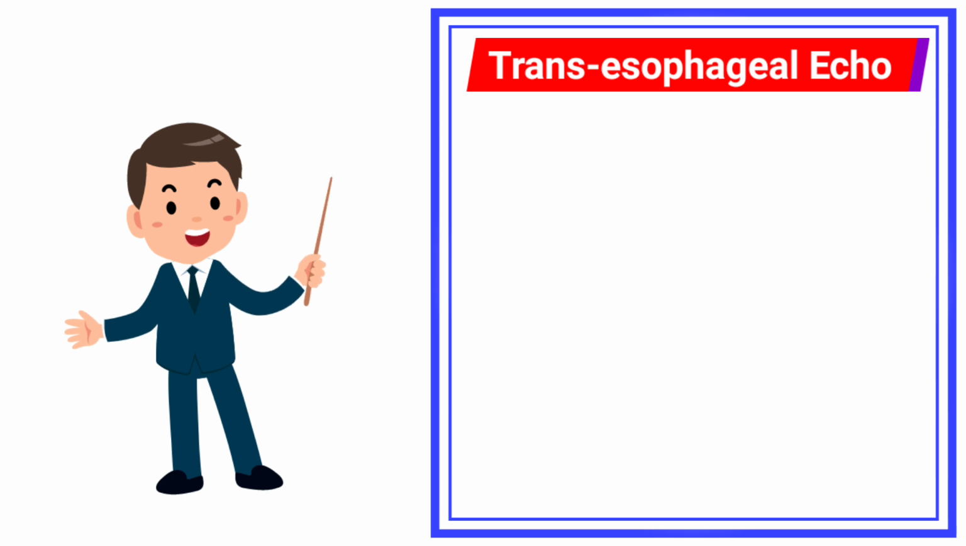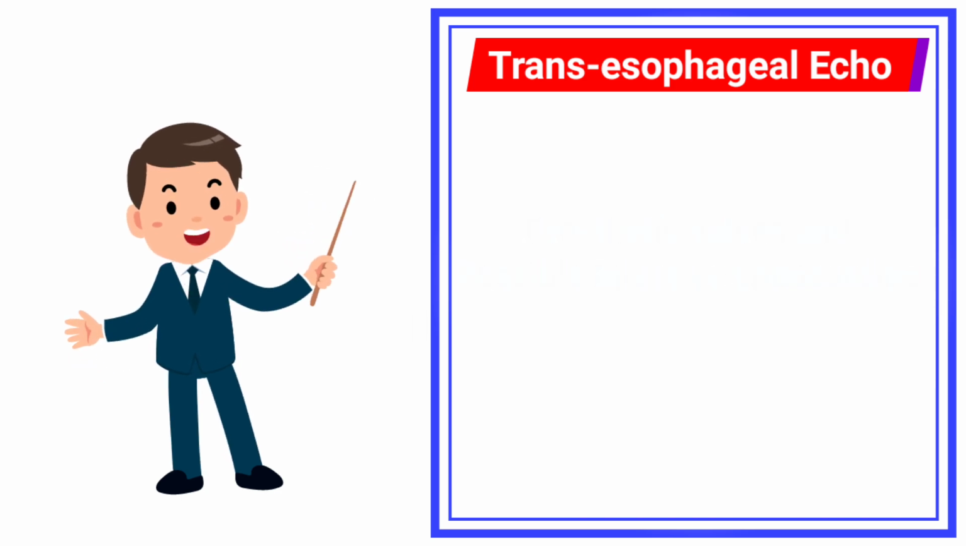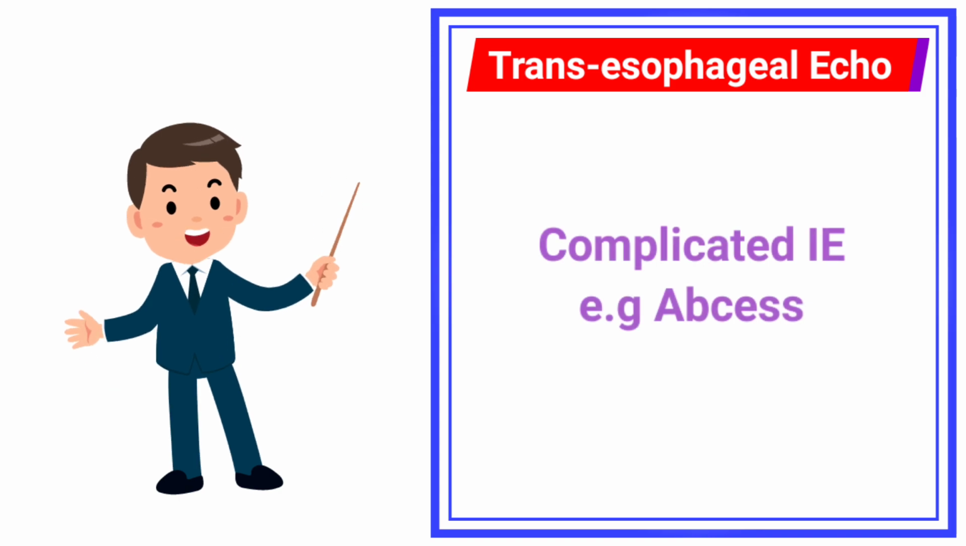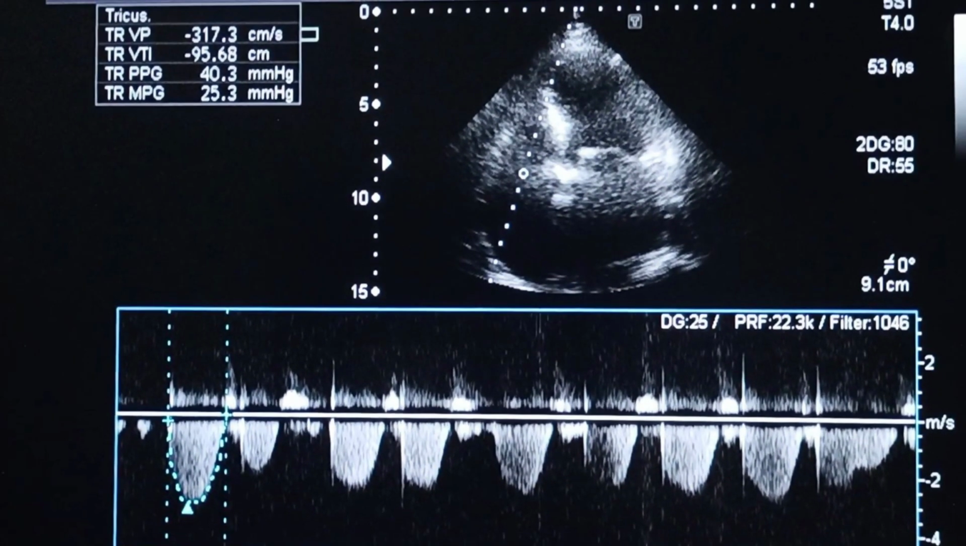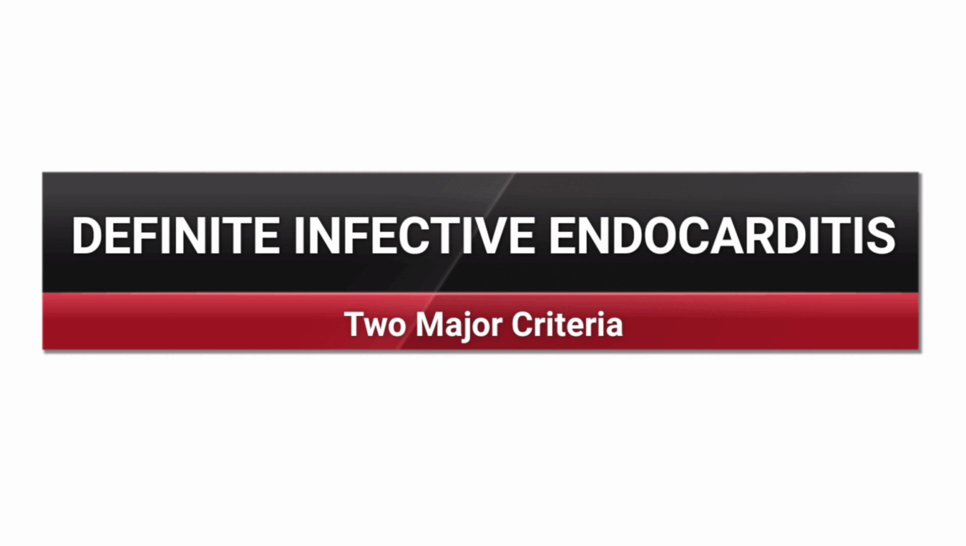Also note that a transesophageal echocardiogram should be performed in patients with prosthetic valves rated at least possible infective endocarditis by clinical criteria, or complicated infective endocarditis, e.g. paravalvular abscess. In all other patients, a transthoracic echocardiogram should be performed first. If a patient meets any of these major criteria, it strongly suggests infective endocarditis.